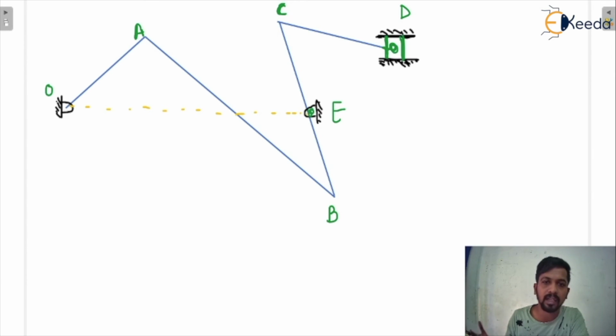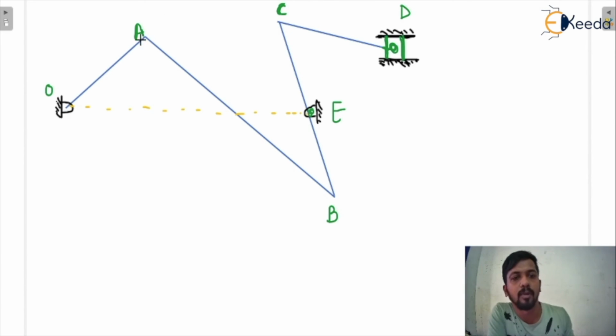Okay, then you are understanding the velocity diagram. So first you need to understand how we can see the direction of the velocity in any mechanism. Then after looking at the direction of the velocity, we will represent them in the velocity diagram. So the velocity diagram is just the direction of the velocity.